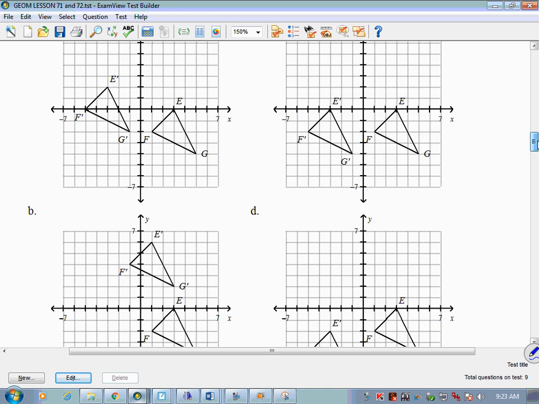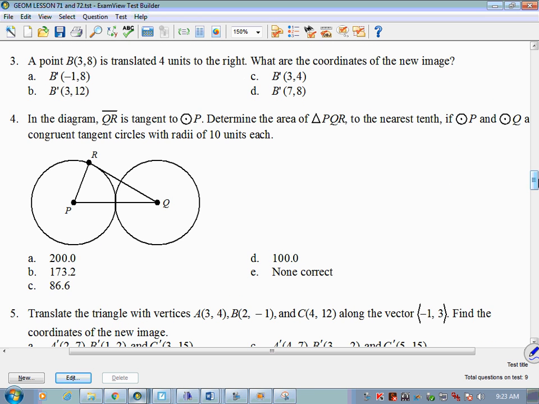So I'm less concerned with the multiple choice options as I am with you understanding. All right, point B (3, 8) is translated 4 units to the right. What are the coordinates of the new image? So we really don't have to do a lot here. We don't have to draw this on the coordinate plane. We're going to look at (3, 8) just by itself.